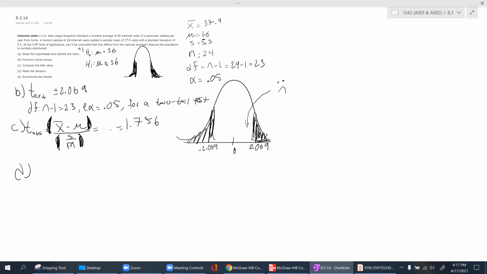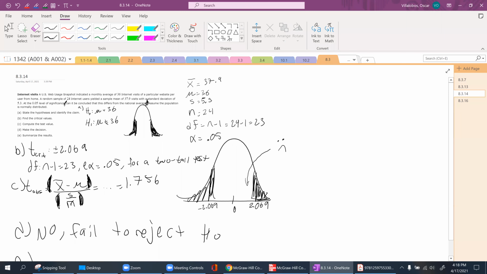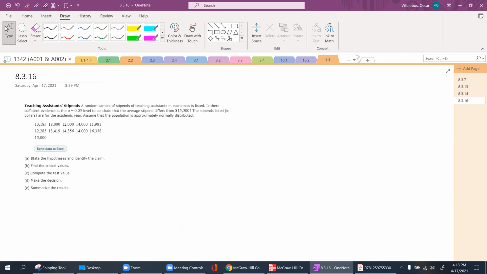So you say no, fail to reject the null hypothesis, or do not reject the null hypothesis. That means you're going to answer no to the question. The question is up here. So no, it cannot be concluded that this differs from the national average. Very nice.